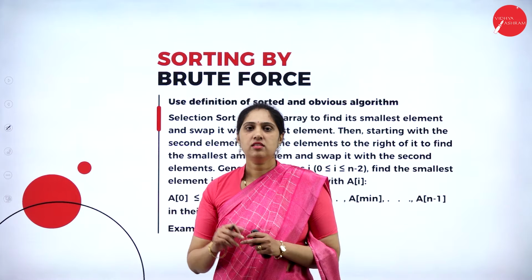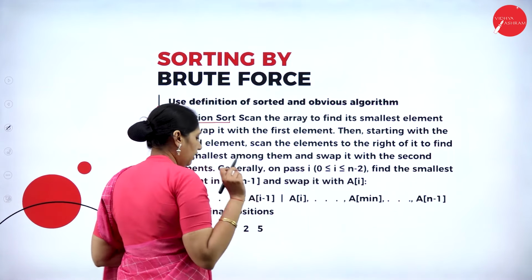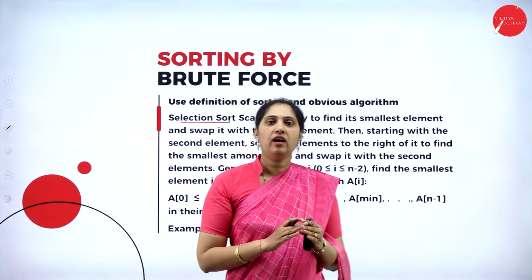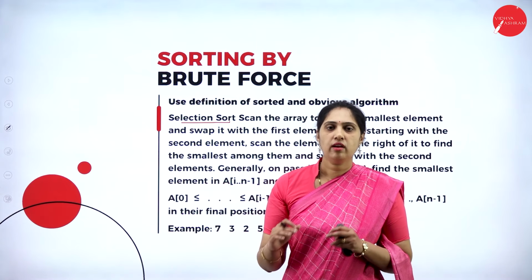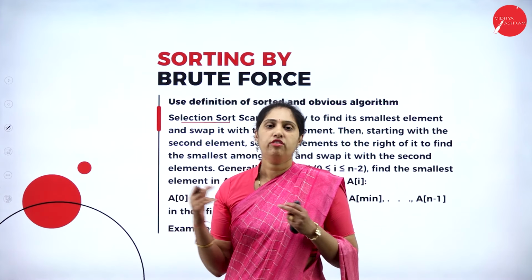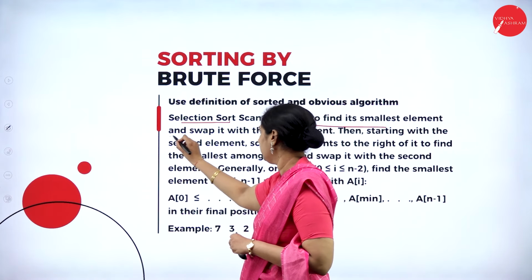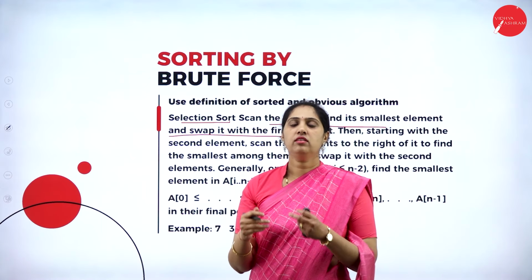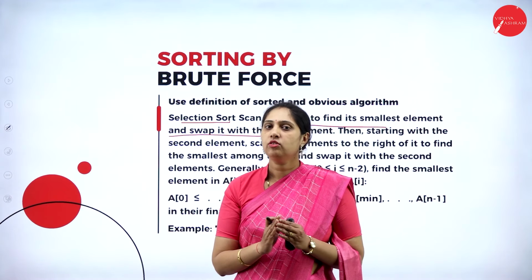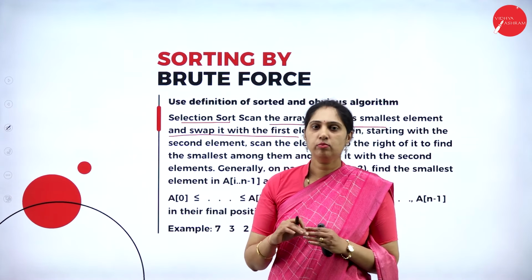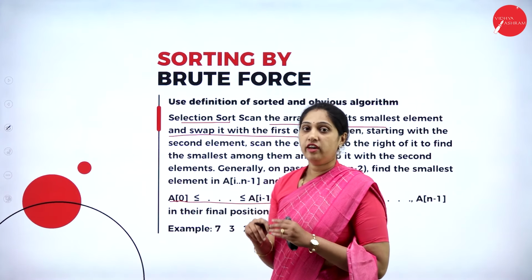The very first sorting in brute force is selection sort. What is selection sort? We know sorting is to arrange the elements in ascending or descending order. There will be n elements, you have to arrange in what order? First we'll go for ascending order. So first we'll scan the array to find the smallest element and swap it with the first element. First we'll give the input and then see which is the smallest element and swap, meaning the first element will have the smallest value. So this will take from a of 0 to a of i minus 1.